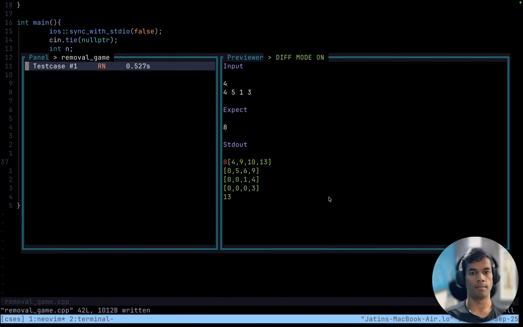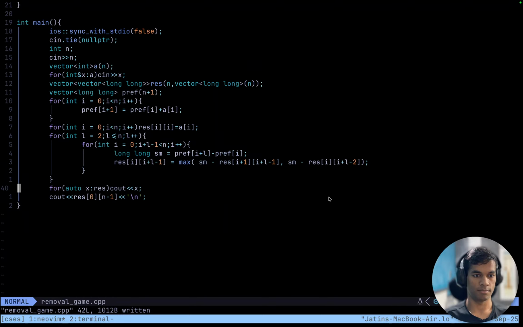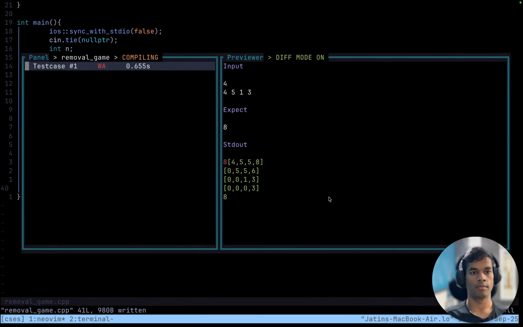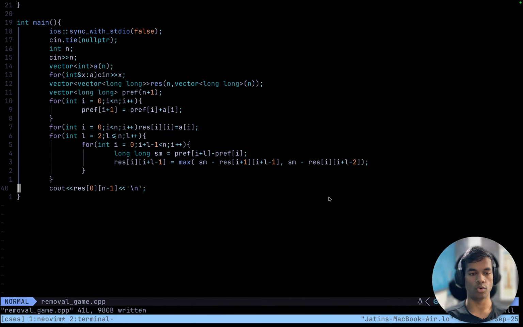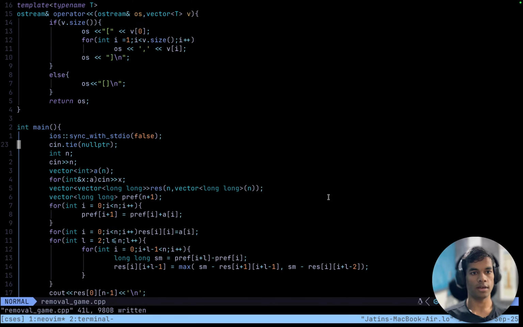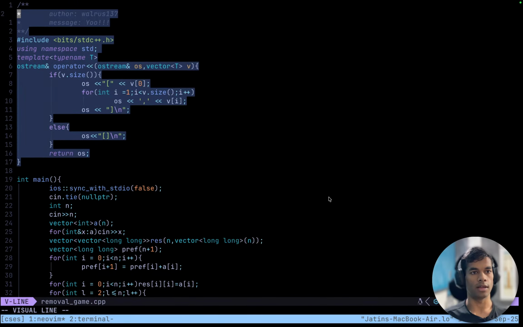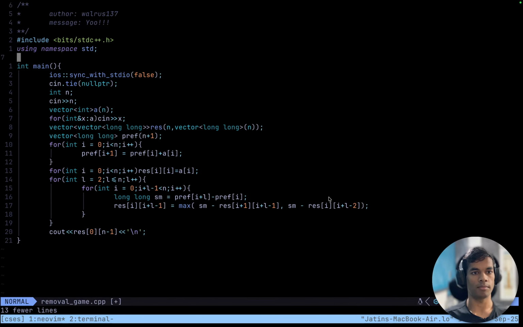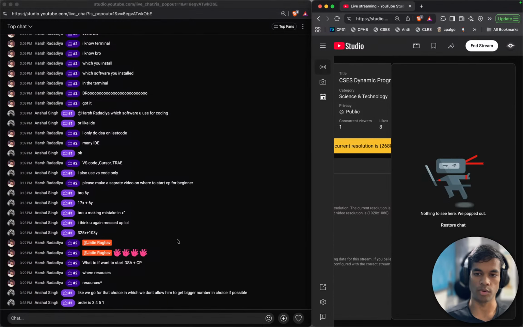Okay, 8. We do get 8. Correct. Cool. This is working. We can remove this debugging part. I think that is cool. That does work. That seems to be cool.